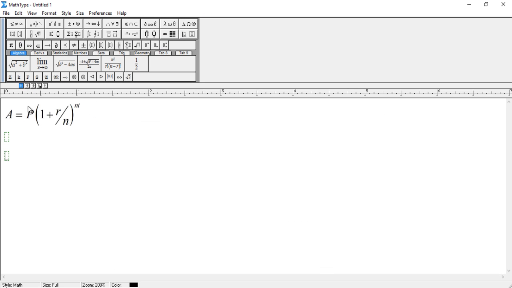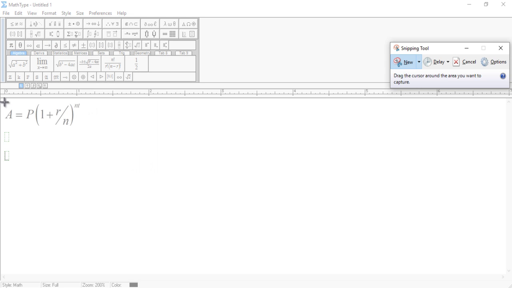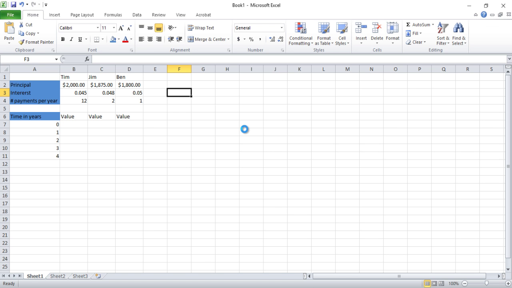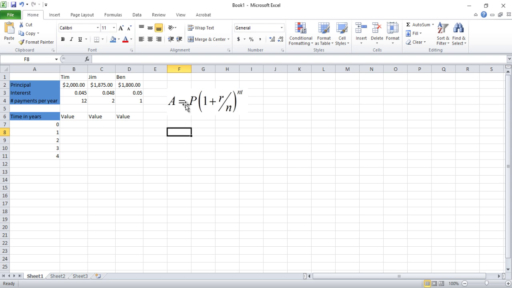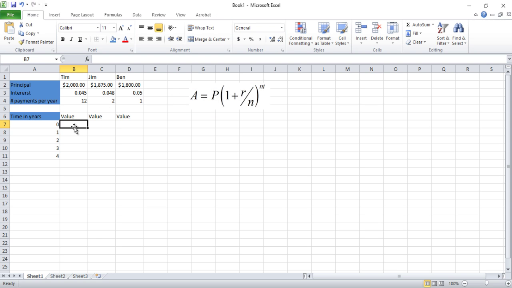Now, you will recall an equation that was introduced in a previous lesson for describing the amount of interest in a savings account. The equation looks like this: A equals P times (1 plus R over N) to the power of NT. A is the current or future value of the account, P is the principal, R is the interest rate, N is the number of payments per year, and T is the time in years. In a spreadsheet, we can set up that equation to do our calculations for us.